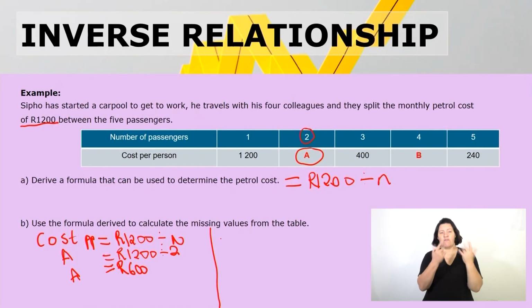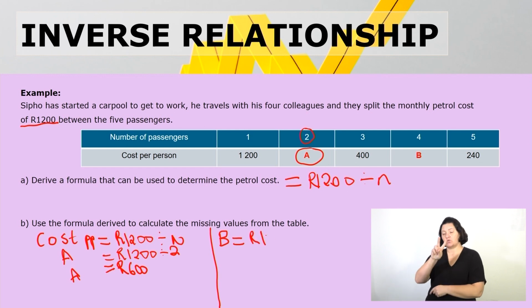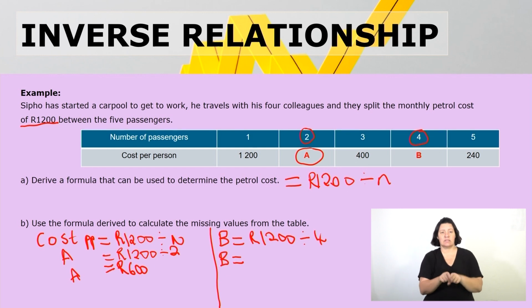Then the same principle will apply when we calculate the missing value B. So I'm going to skip that formula over there. We go straight to substituting. B represents the cost per person, which equals 1,200 divided by the number of people. How many people will be traveling together in B? It will be 4 people. Then we say B is equal to, let's use our calculator to get the answer. Each person in the car will be paying 300 rand.